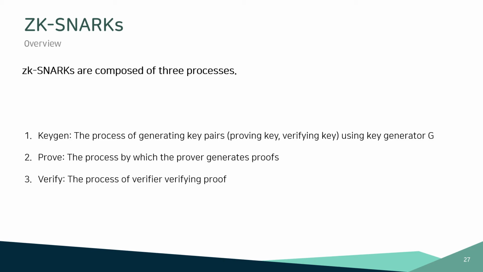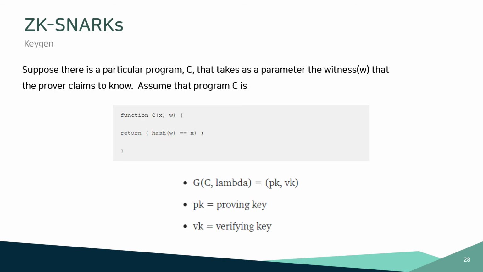zk-SNARK has three steps as follows: key generation, proof generation, and verify. First, assume that the key generation takes, for example, a secret value W and a program C that proves the prover knows the W. Generator G puts in this program C and lambda, and the prover must not know the lambda. Because if the prover knows the lambda, then the prover can create a fake proof for some secret W. The result is the proving key and the verifying key.